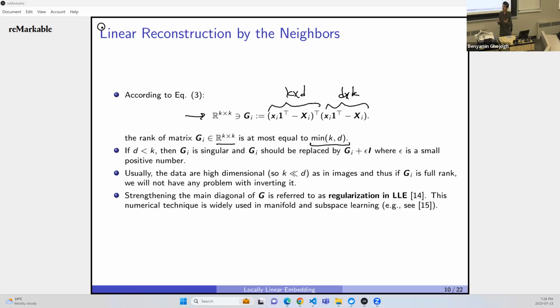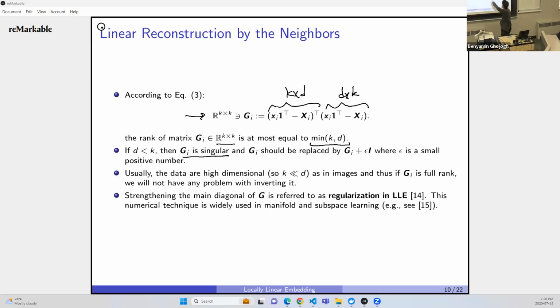As a result, according to linear algebra, the rank of G_i is the minimum of K and D. Now, if D is less than K, what do I mean? D is the dimensionality of data. K is the number of neighbors. If D is less than K, then G_i is singular.